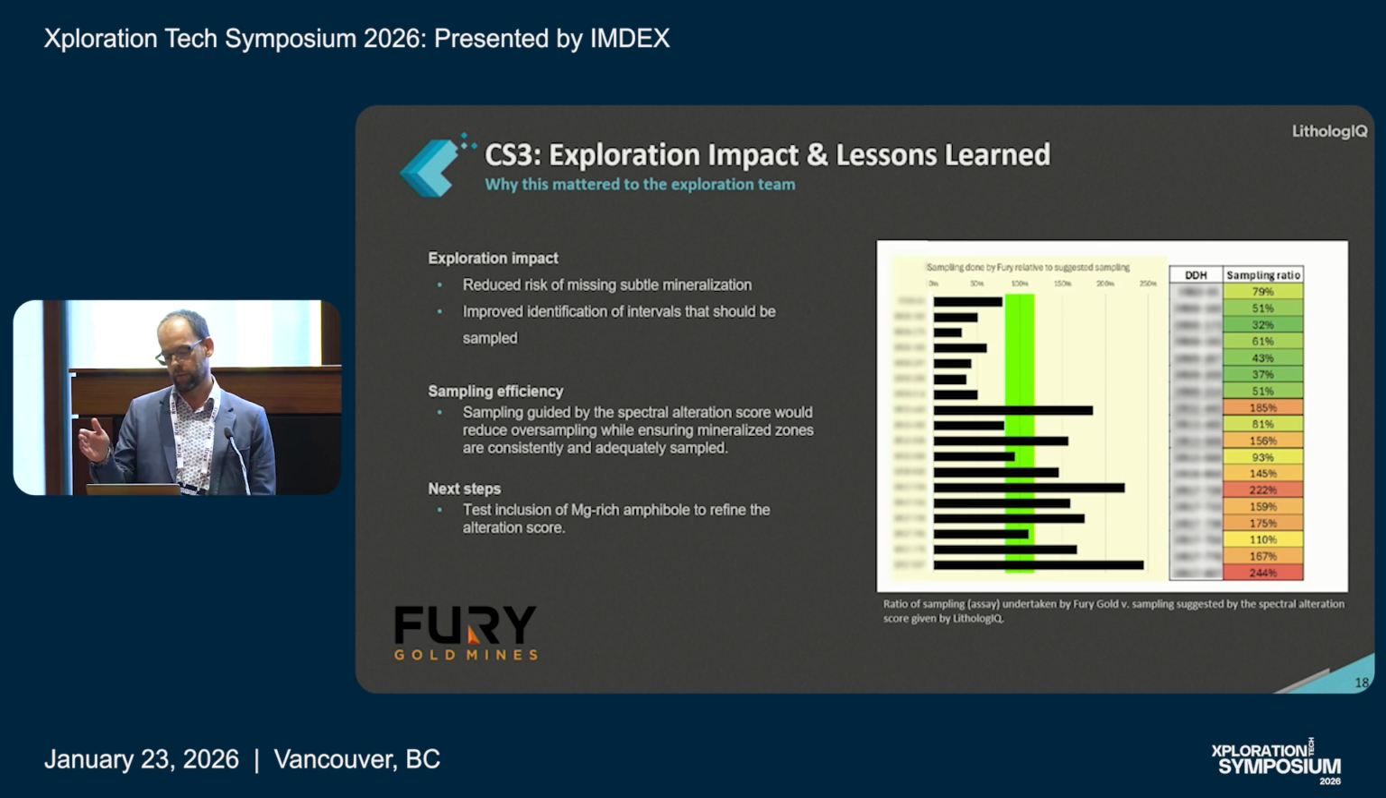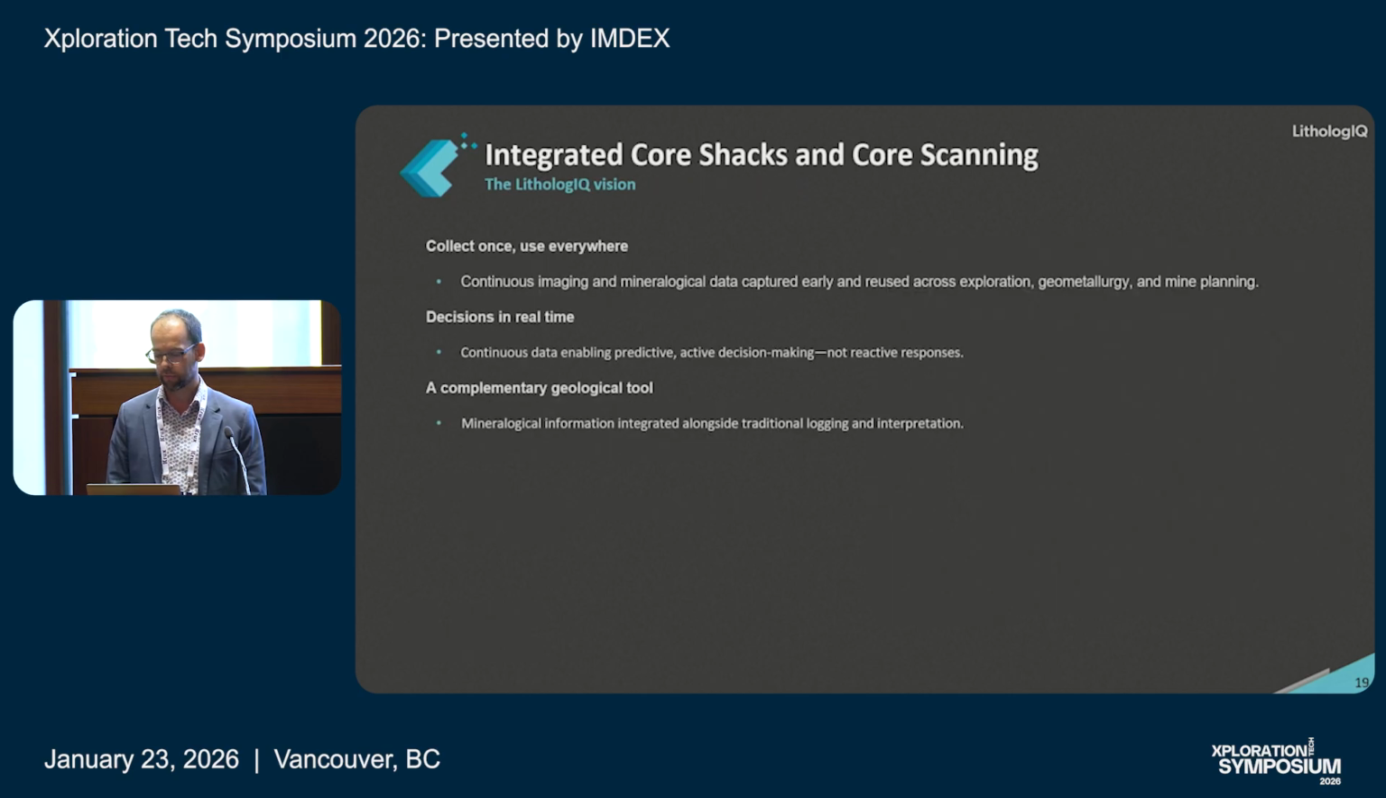every black bar that goes up over 100% is oversampling, and everything that is below is undersampling. So there were indeed some missed zones that were undersampled and some zones that were oversampled. So in one case, that's maybe overspent money on some tests, and in the other case, maybe missing mineralization zones. So this tool can really help optimizing the sample selection. And eventually maybe adding the Mg-rich amphibole to refine this alteration score. Maybe we could probably crank a little percent on top of that.